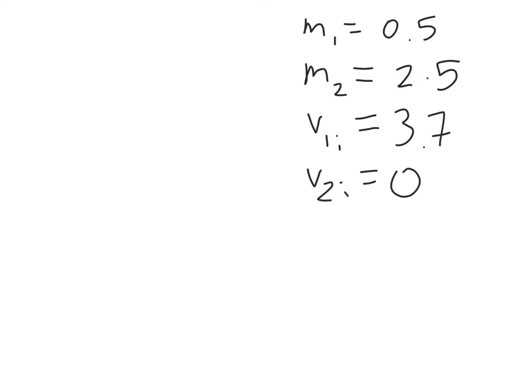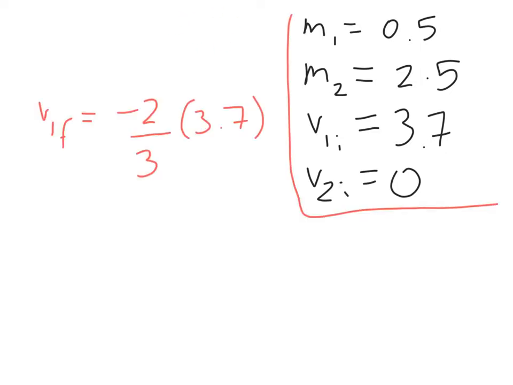Plugging in these numbers, we see that in the first equation, the second term disappears since v2 initial is 0. The numerator here, m1 minus m2, simplifies to negative 2, and m1 plus m2 simplifies to 3, and v1 initial is 3.7, and so we get that v1 final is equal to negative 2.47 meters per second. So in other words, the steel ball rebounds.